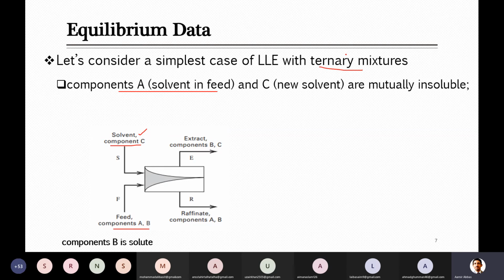If for example your feed contains more than one solute, so overall there can be more than three components, then when you bring it in contact with a solvent, it will not be a ternary system; it will become a more complex system containing 4 or 5 components overall. But generally here the discussion is about the ternary system, which you will come across mostly. When you bring the feed in contact with the solvent, which we are calling component C, the feed flow rate is given as F, and the solvent flow rate is S.